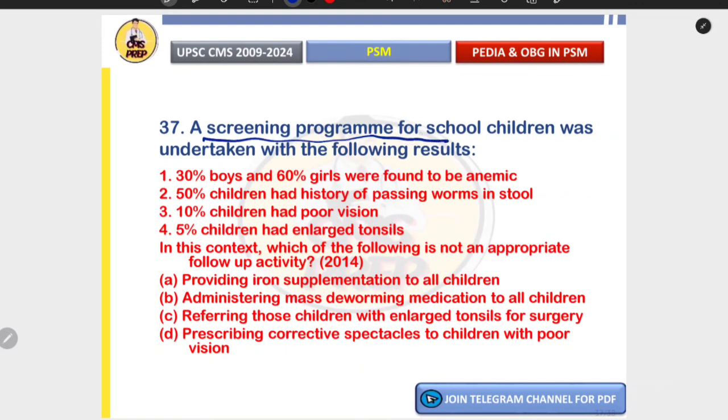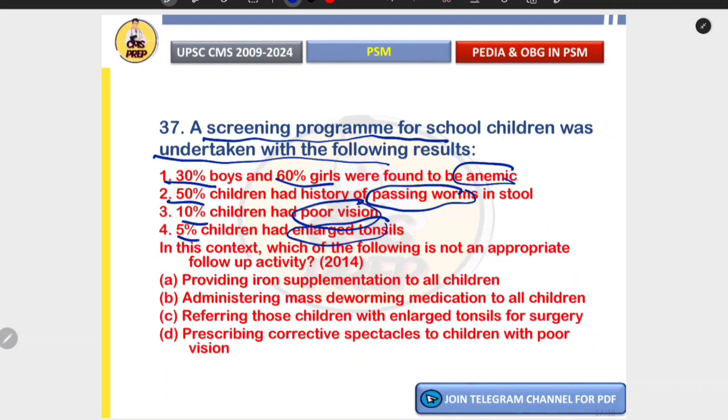A screening program for school children was undertaken with the following results. 30% boys and 60% girls were found to be anemic. 50% children had a history of passing worms in stool. 10% of children have poor vision and 5% of children have enlarged tonsils. In this context, which of the following is not an appropriate follow-up activity? Providing iron supplementation to all children?